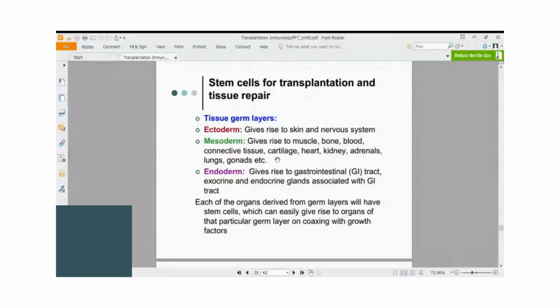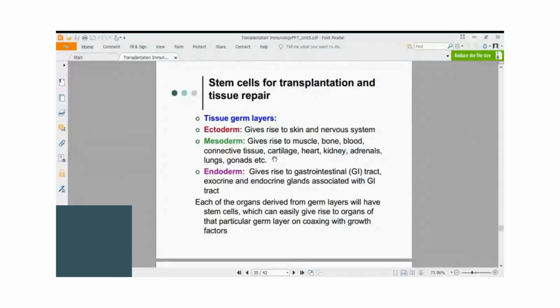Okay. First, before we go to the details of stem cells and the tissues derived from them, we must recall the germ layers, which you had done in cell and developmental biology. There are three germ layers in all vertebrates: ectoderm, mesoderm, and endoderm. And they give rise to different organs. For example, ectoderm gives rise to skin, the nervous system, and your eyes. Eyes are also derived from the ectoderm.